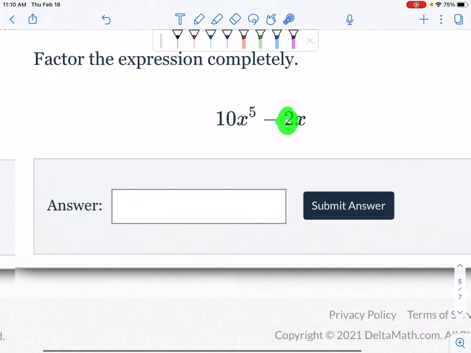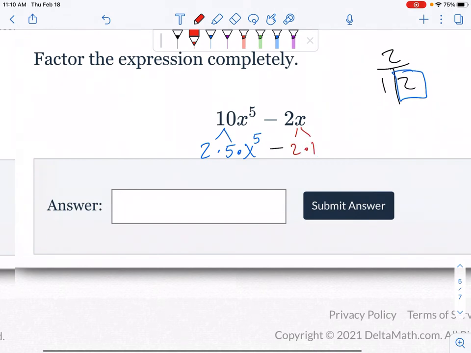I have my smaller of the two is 2. And I could list these, 1 times 2. I'm going to see if my largest one fits in 10, and it does. 10 divided by 2 works. So I'm going to break this into 2 times 5 times x to the 5th minus 2 times 1.